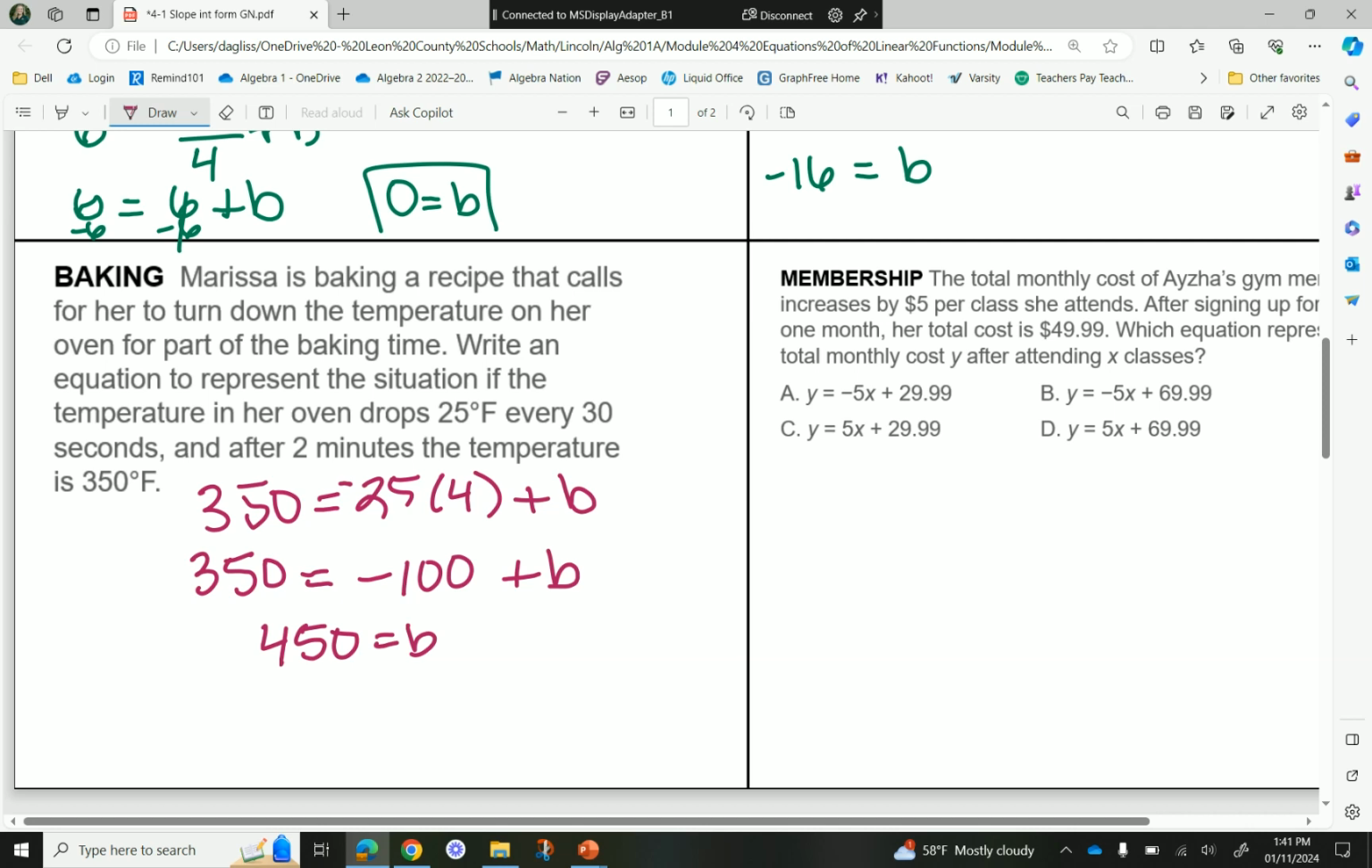So to write the temperature at any given time, we're going to say y equals negative 25x plus 450. So x is your 30-second time periods, and then y would be the temperature of the oven.